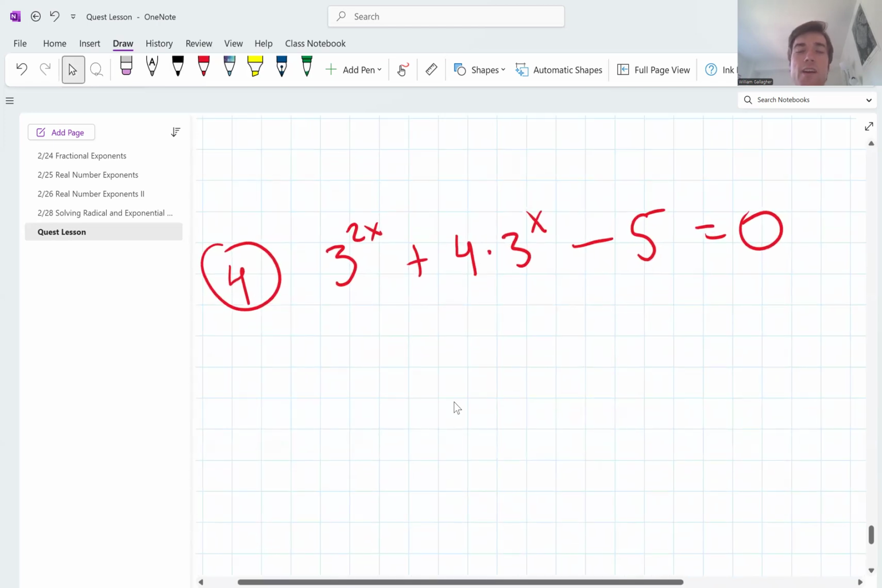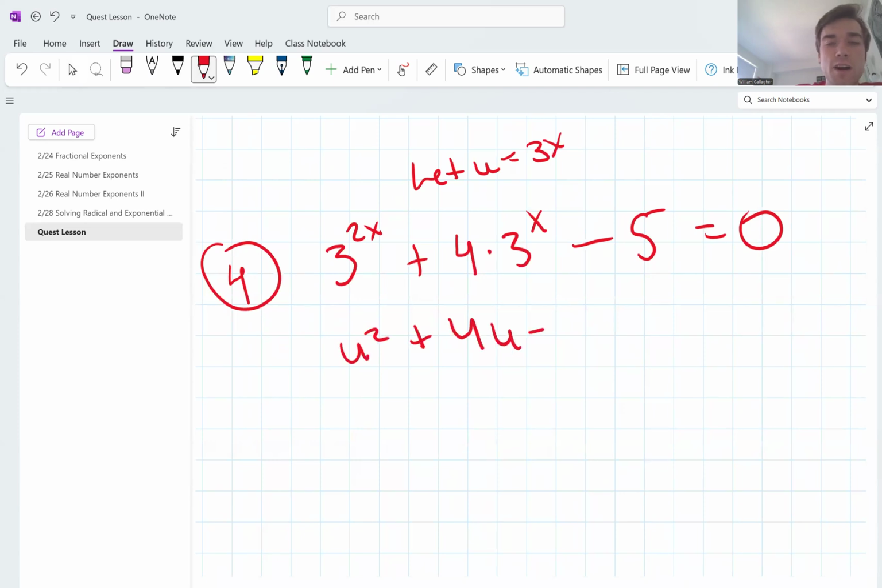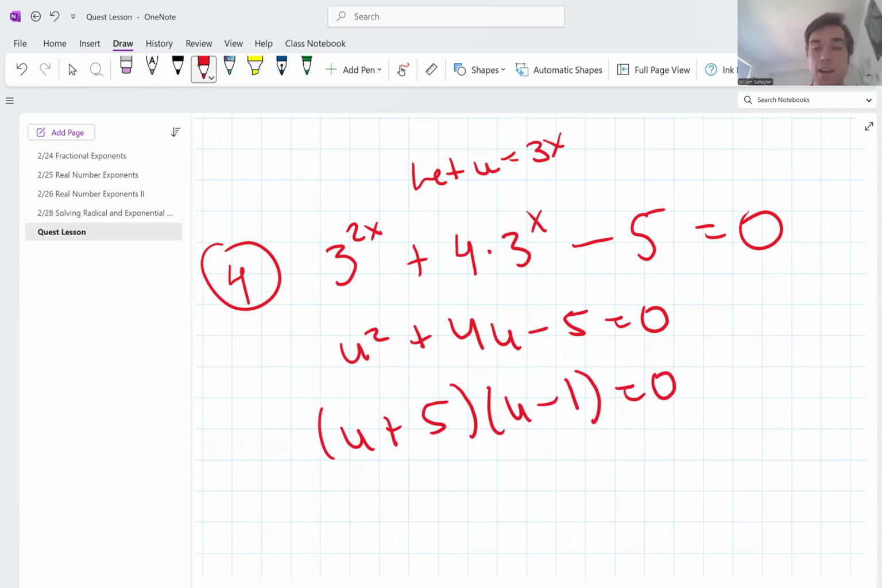It's a pretty similar idea. I think you can figure that one out. And again, assuming you've paused the video, I'm going to let u equal 3 to the x. So u squared plus 4u minus 5 is equal to 0. So I get u plus 5, u minus 1 equals 0. Again, two numbers that multiply to negative 5 and add to 4. So u is equal to negative 5, or u is equal to 1.